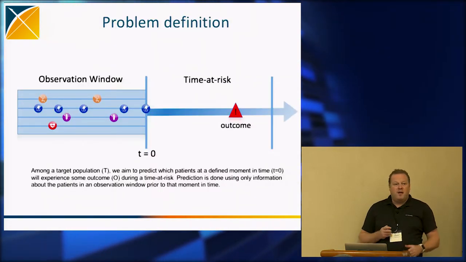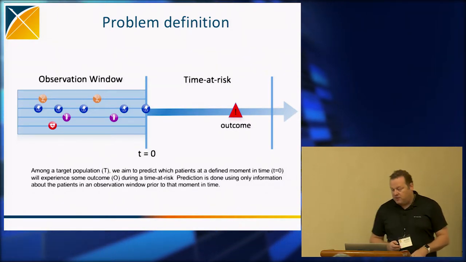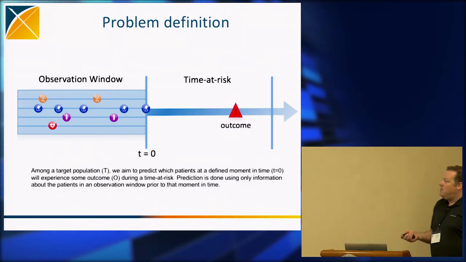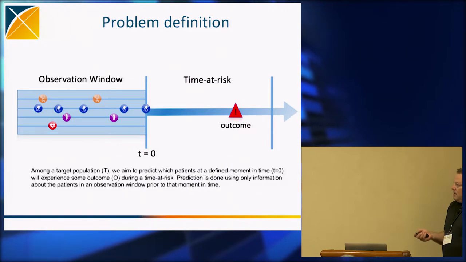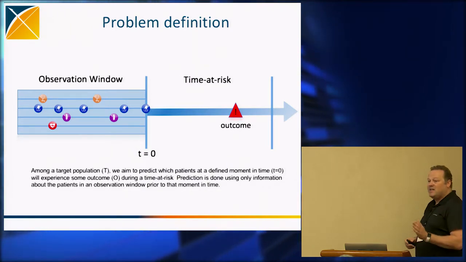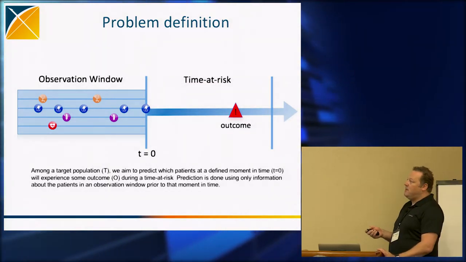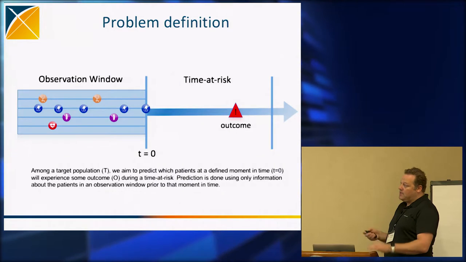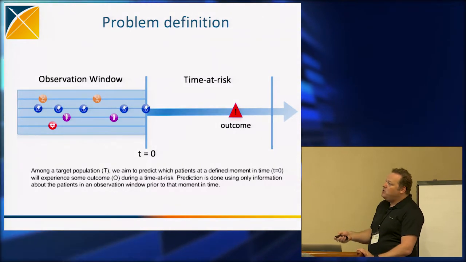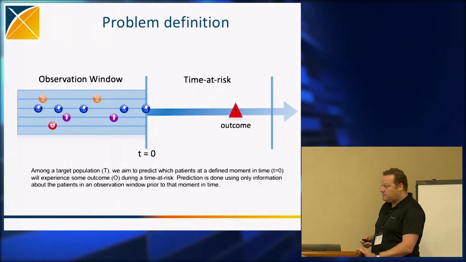So what's the problem that we want to tackle here in this course? It's shown on this figure. We have some moment T0, for example, when a patient is diagnosed with a certain disease, and we want to predict whether something else happens in the future, for example, in the next year, and we want to use all the information in the electronic health record before that moment of time.